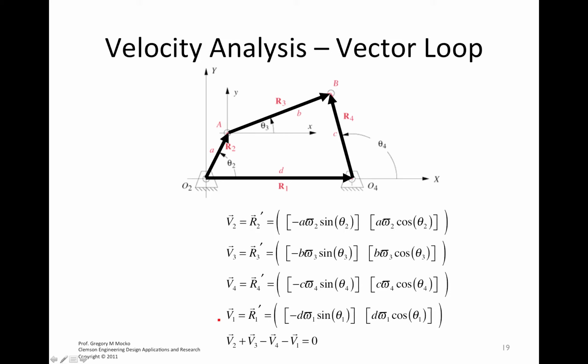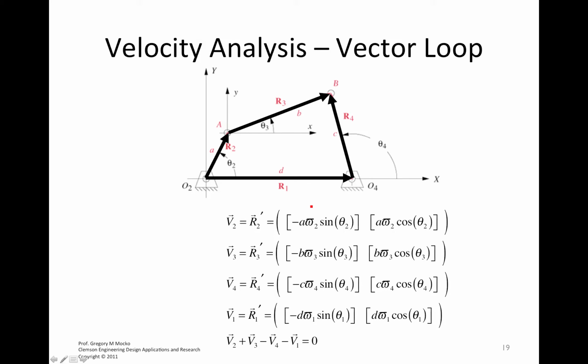And at the bottom, what we have is the velocity. So what you'll see here is the velocity of link 2, velocity of link 3, velocity of link 4, velocity of link 1. Now, conveniently, the velocities are just the first derivative with respect to time of the position. So you see here we've got the vector, and we take the derivative with respect to time of that vector.